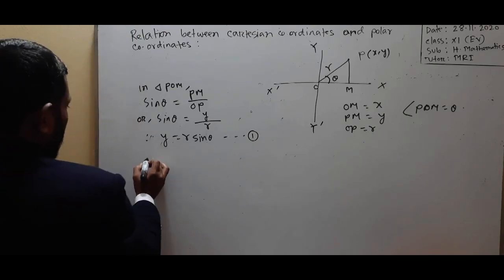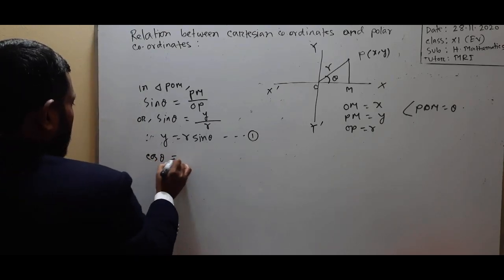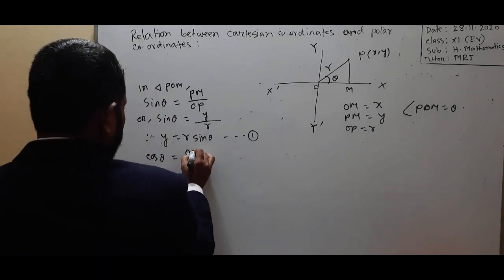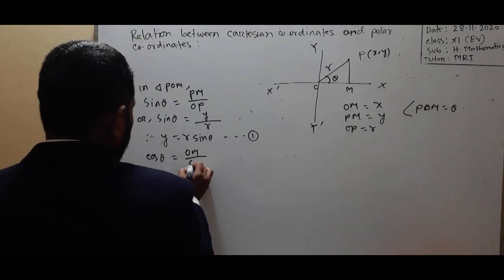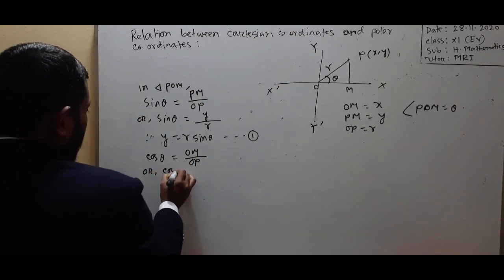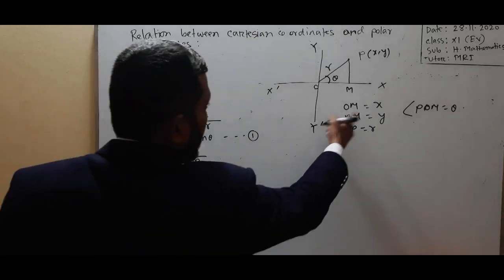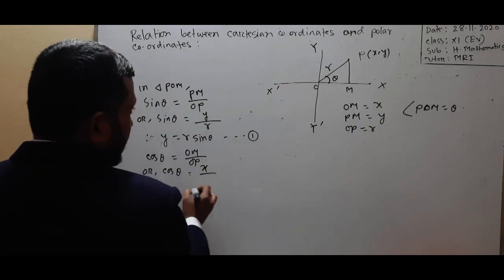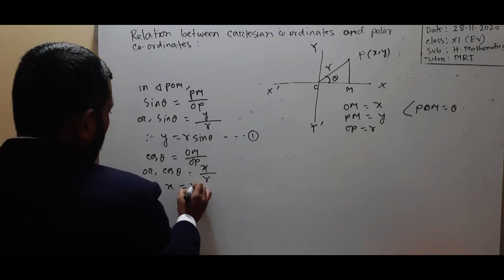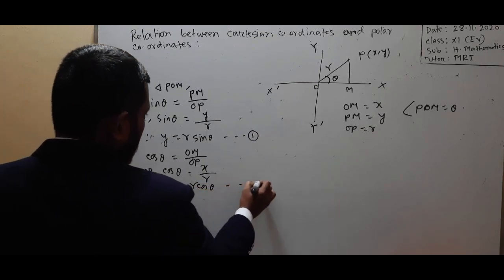For cos theta, this will be adjacent by hypotenuse. Here OM is adjacent and hypotenuse is OP. So cos theta equals OM by OP, where OM is equal to x and OP is equal to r. Therefore x is equal to r cos theta.